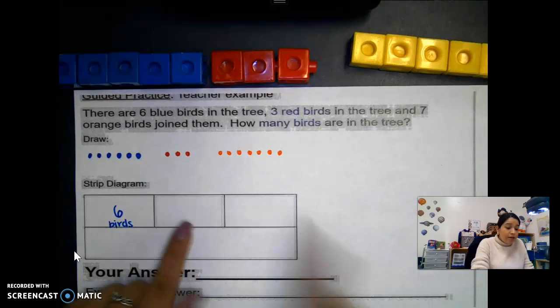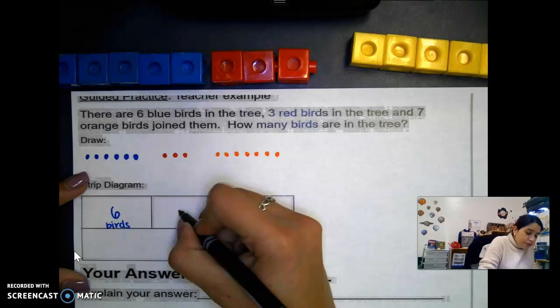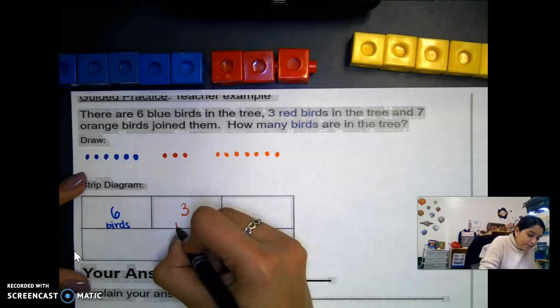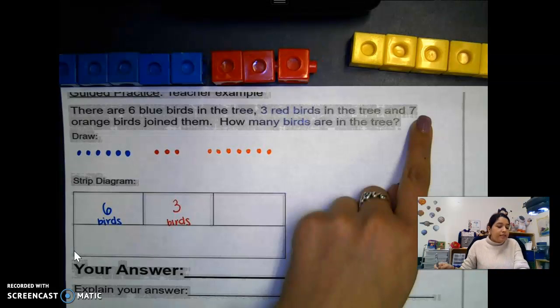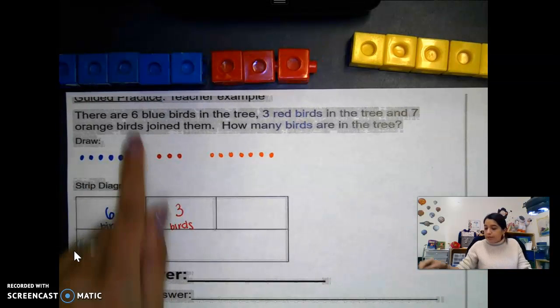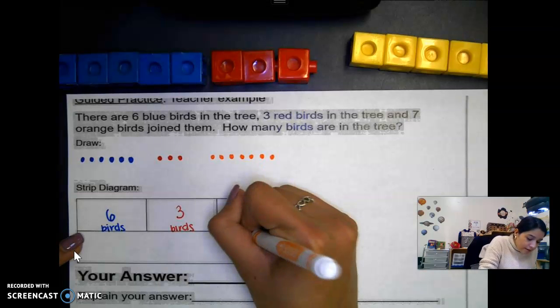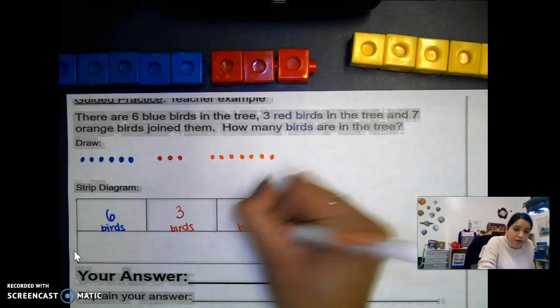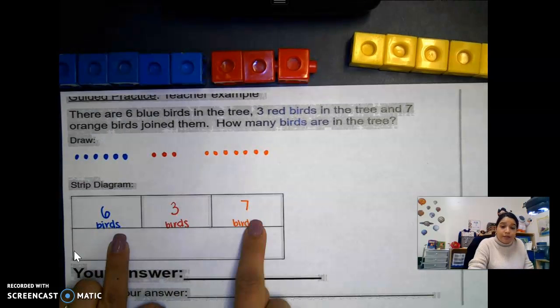And then our next number we have is 3 red birds. So I'm going to put the number 3. And our last number we have is 7 orange birds. So I'm going to go ahead and put 7 in our last part. So we have 3 parts.